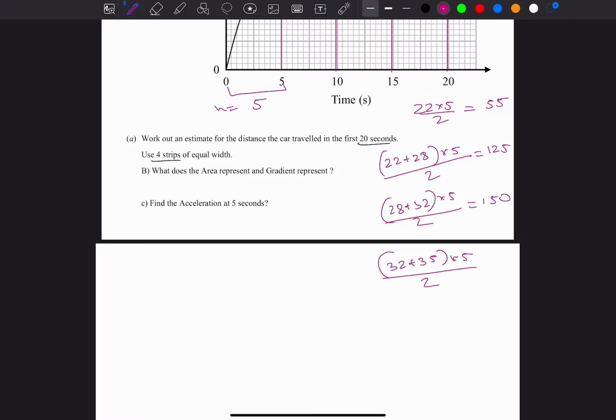At 35, it's 167.5, and then you need a total. 497.5 meters, and that's the total distance traveled.